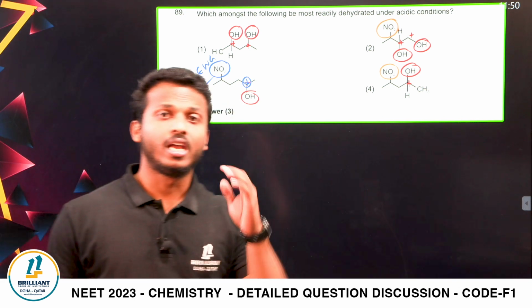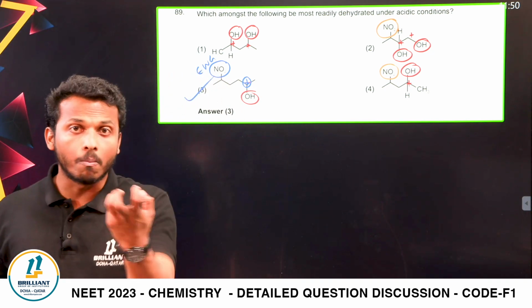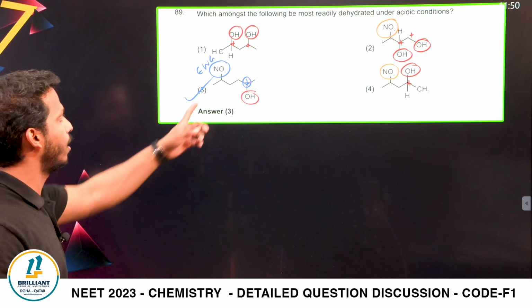So remember, dear all, electron donating groups, plus I groups, increase the stability of carbocation. Minus I groups decrease the stability of carbocation.